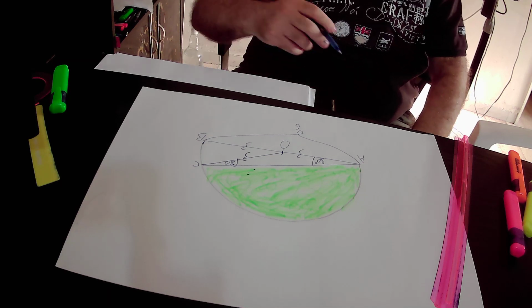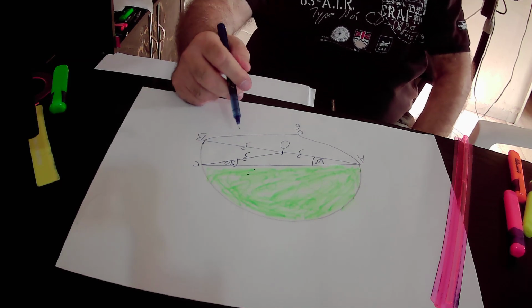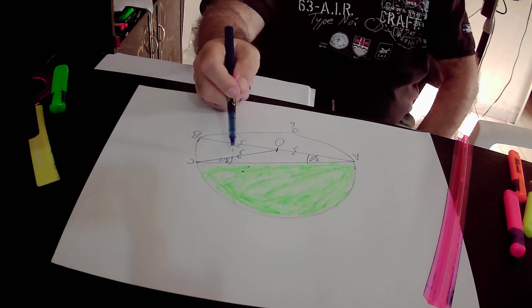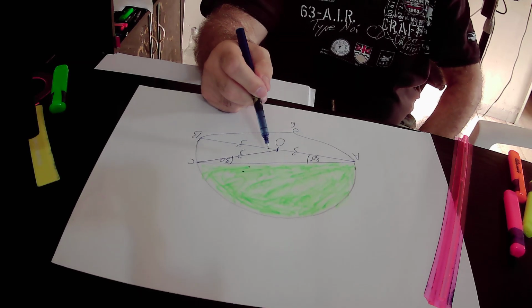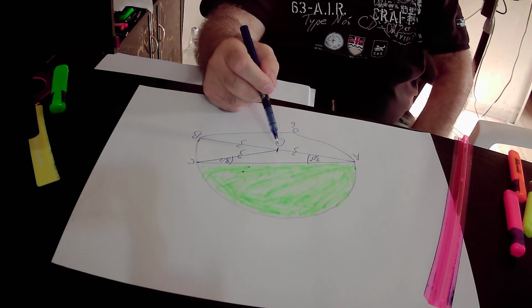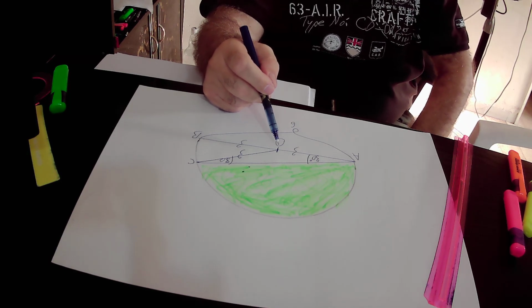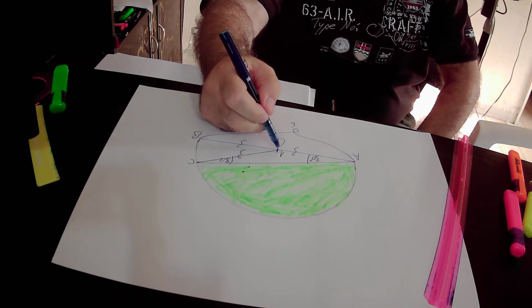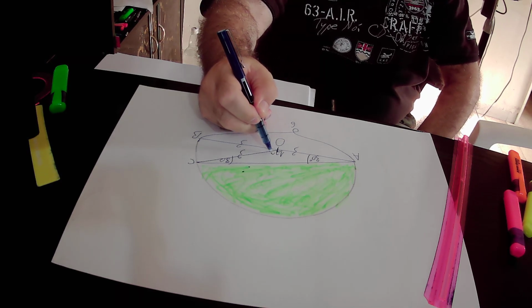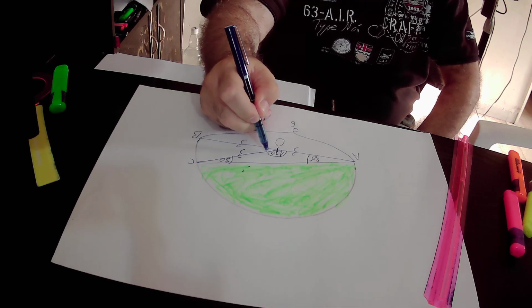So in triangle AOC, this angle equals 30 degrees, this angle equals 30 degrees, 30 degrees plus 30 degrees is 60 degrees. Therefore, the missing angle must be equal to 120 degrees, according to the rule that the sum of the angles in any triangle is equal to 180 degrees.